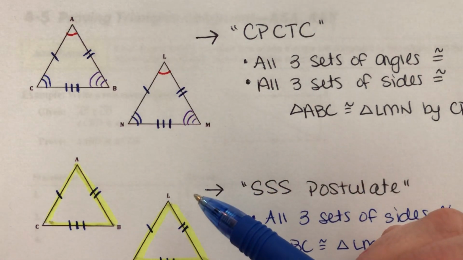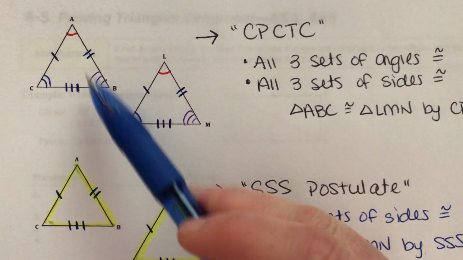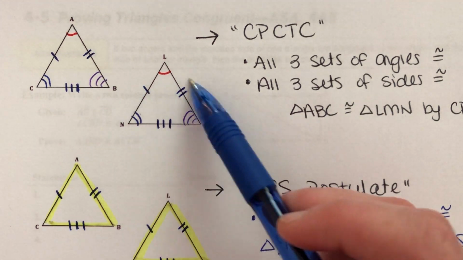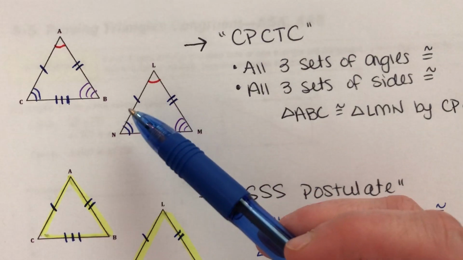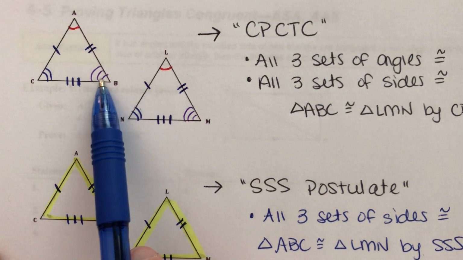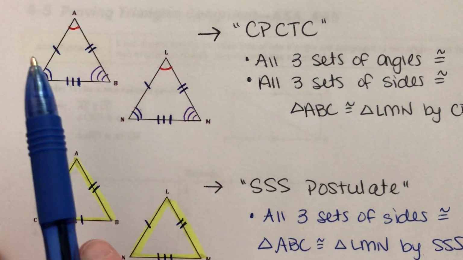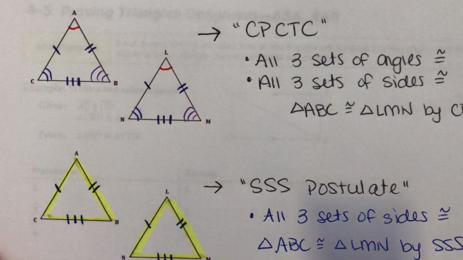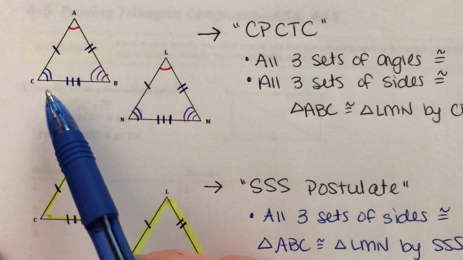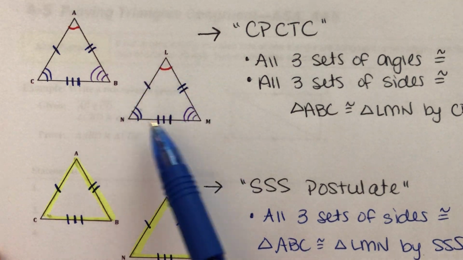When we have 2 triangles, if we know for a fact, either it tells us or we can prove mathematically, that all 3 angles are congruent in the 2 triangles, and all 3 sides are congruent between the 2 triangles, meaning corresponding parts, right? This top angle is congruent to this top angle. This guy is congruent to this guy. This guy is congruent to this guy. So all these angles are congruent to all these angles. Same with the sides. If we prove that, then we can say the entire triangle, not just angle A, angle B, angle C, but triangle ABC is congruent to triangle LMN.